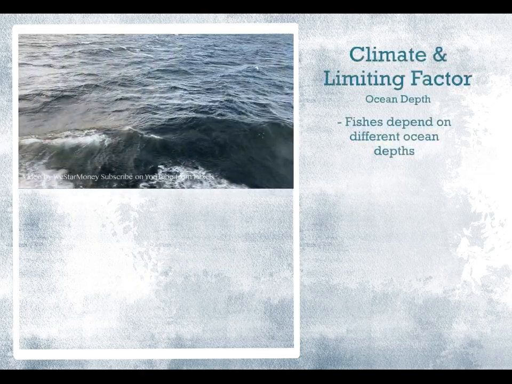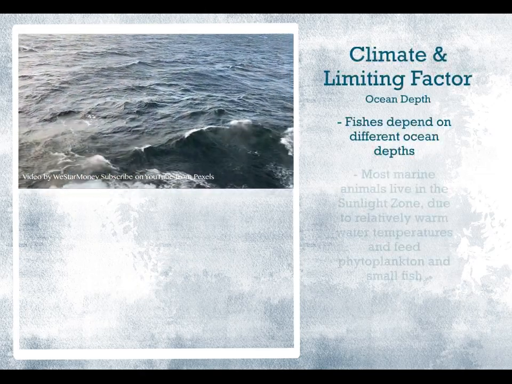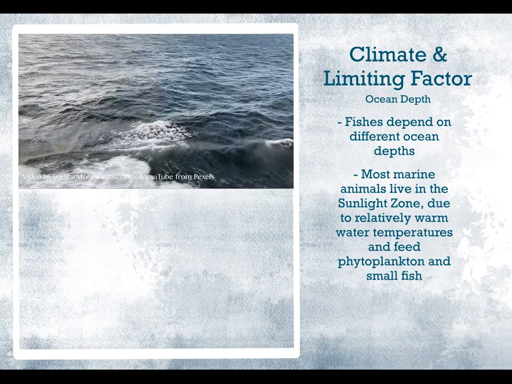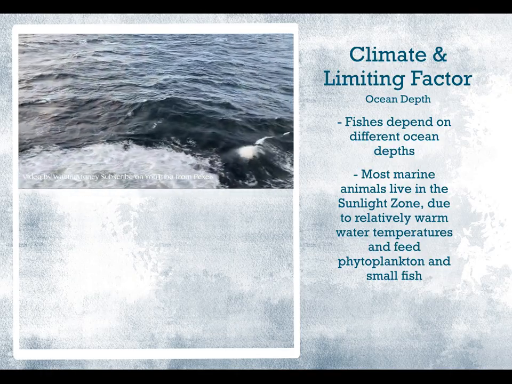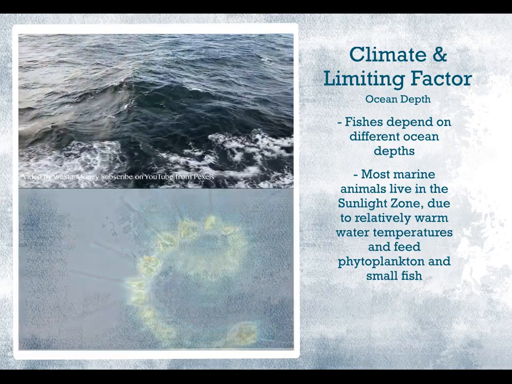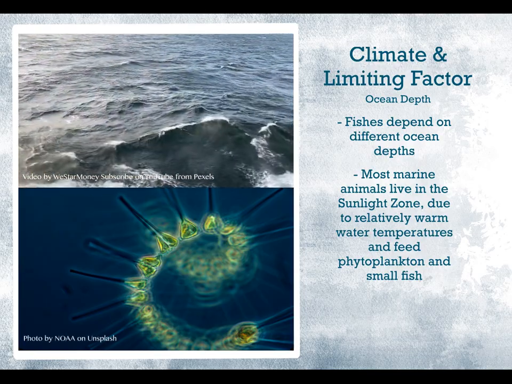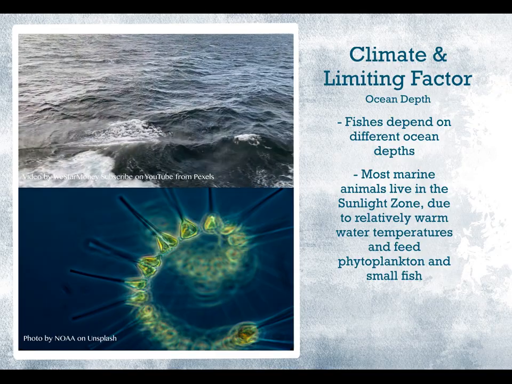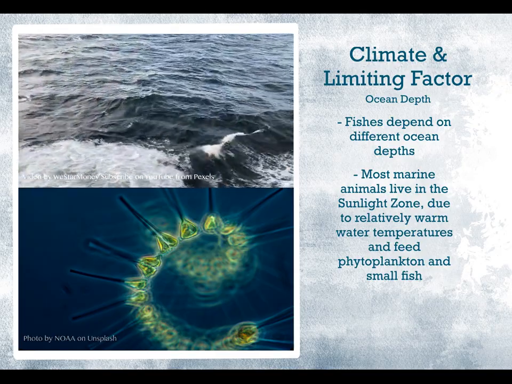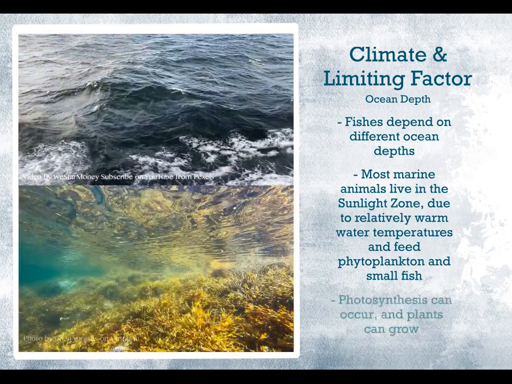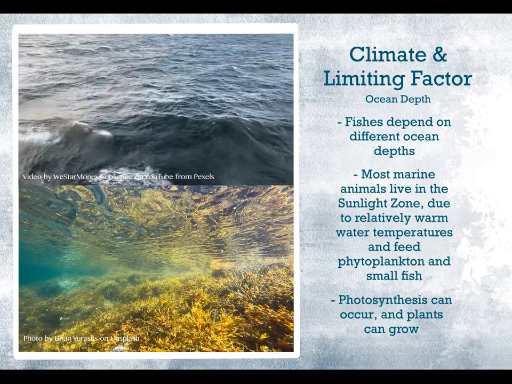Fishes depend on different ocean depths. For instance, most marine animals live in the sunlight zone due to relatively warm waters and thus feed on the basis of the ocean's food chain, phytoplankton and small fish. This is due to the availability of sunlight to reach these depths in order for these phytoplanktons to live, grow, and fulfill the food chain. Hence, photosynthesis can also occur and plants can grow.